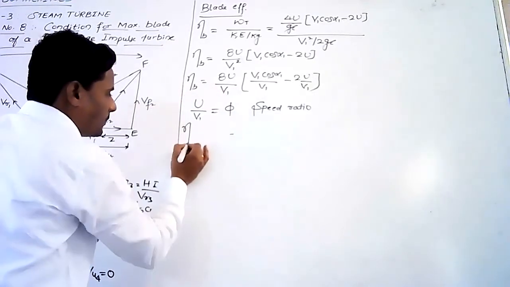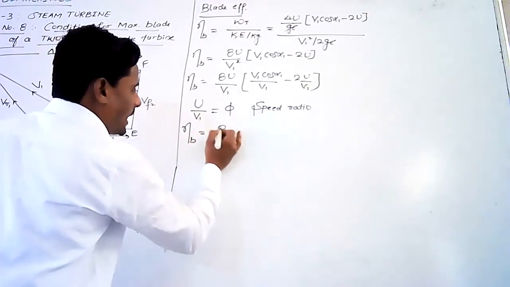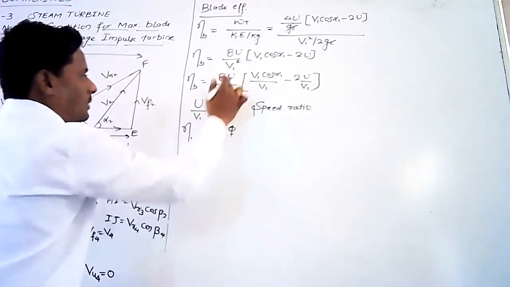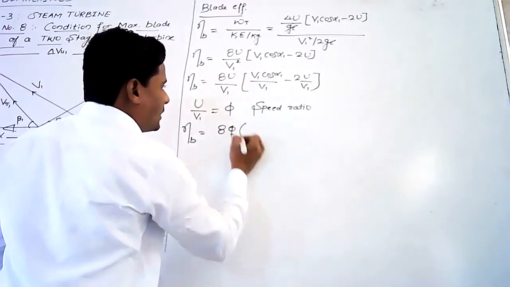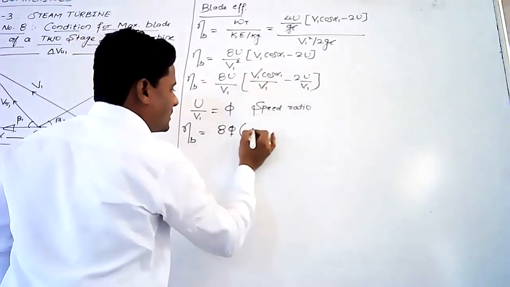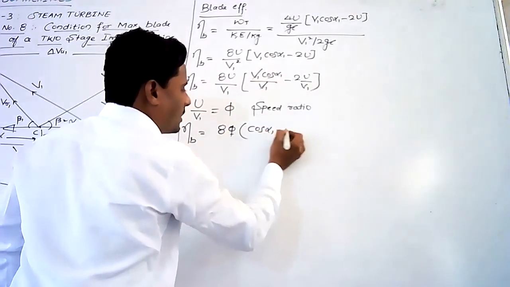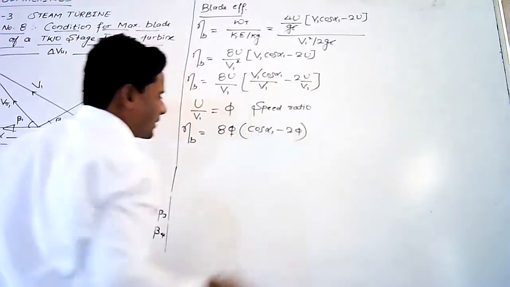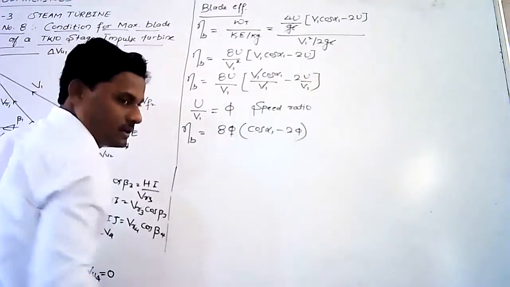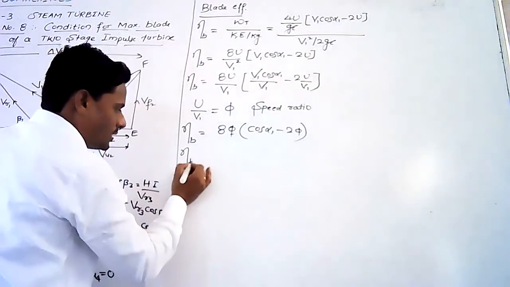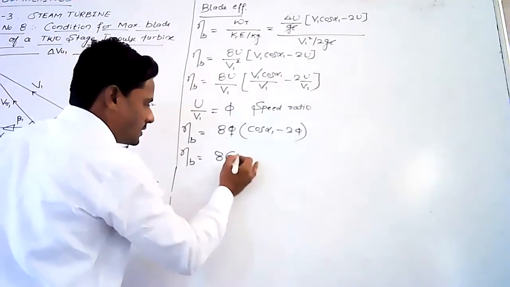Therefore, eta B, the blade efficiency, is equal to 8 phi, since u by V1 is phi, and V1 will get cancelled, so cos alpha 1 minus 2 times phi. Let us open the bracket by multiplying phi here. So eta B is equal to 8 as it is.